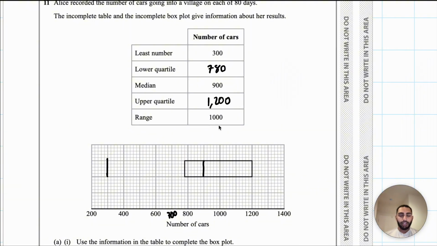So the range is just the biggest number, take away the smallest number. So I've got a number, and I took away 300, and it gave me 1,000. So that number is going to have to be 1,300, which would be over here. Now I just need to join those lines up. Draw a line from my smallest number to my lower quartile, and then from my upper quartile to my largest number.